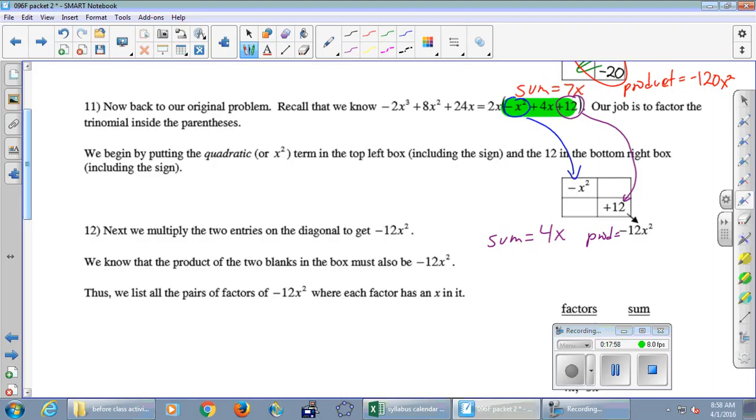Whether you can see what they are or not, we should all be going through the same thought process. Should we start with things that add up to 4x and then check to see if they happen to multiply to negative 12x squared? Or should we start with things that multiply to negative 12x squared and see if they happen to add to 4x? Why?